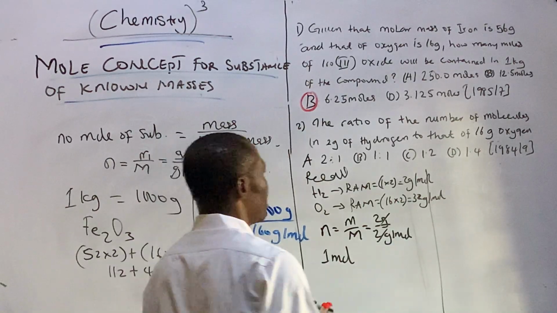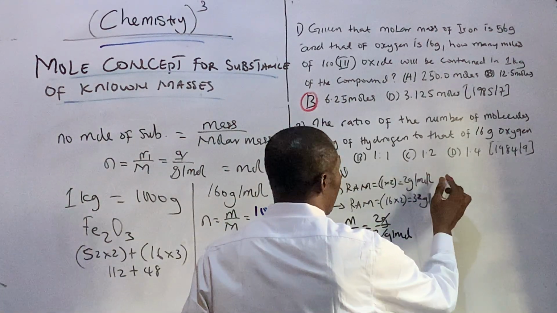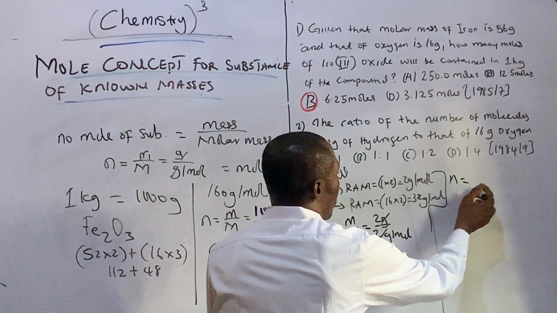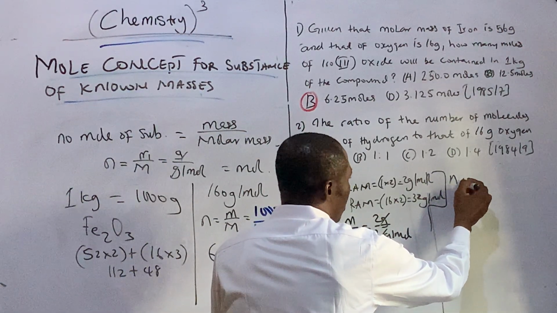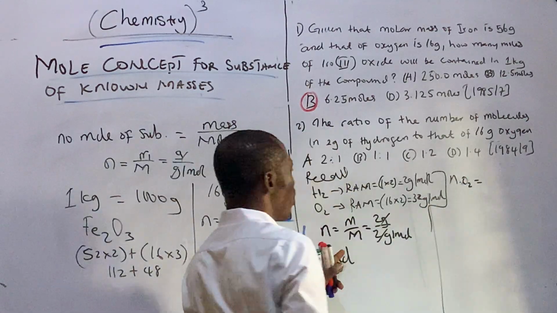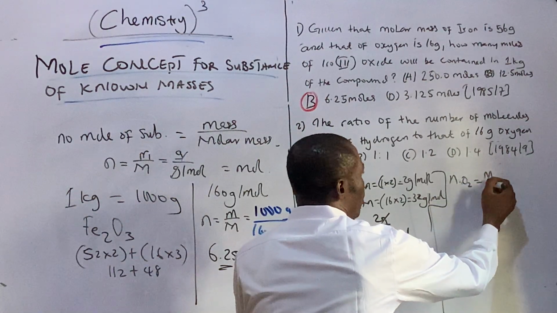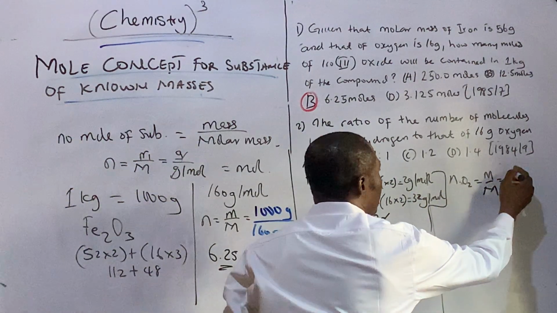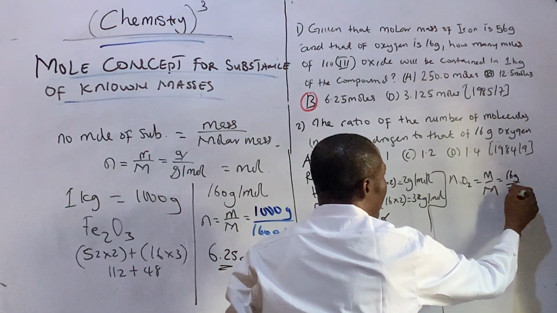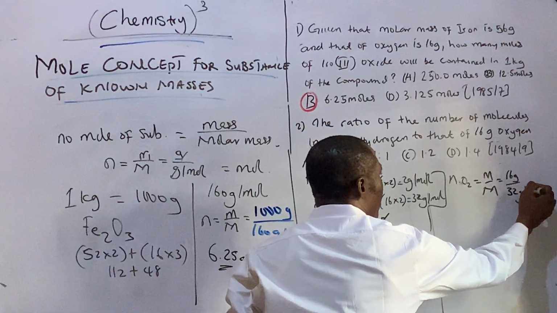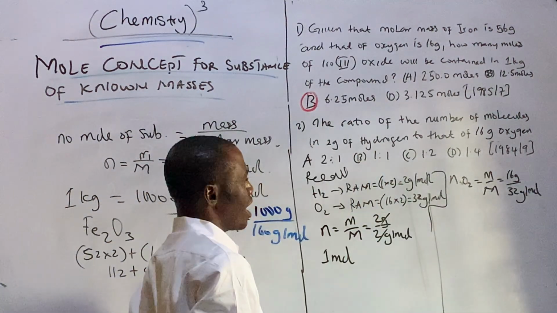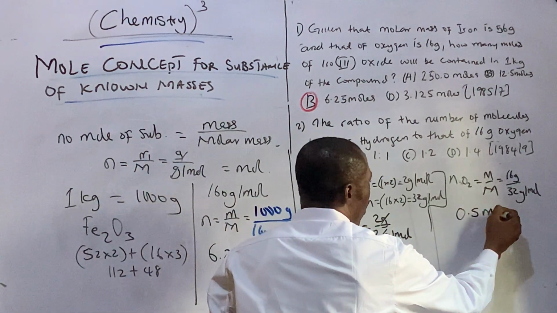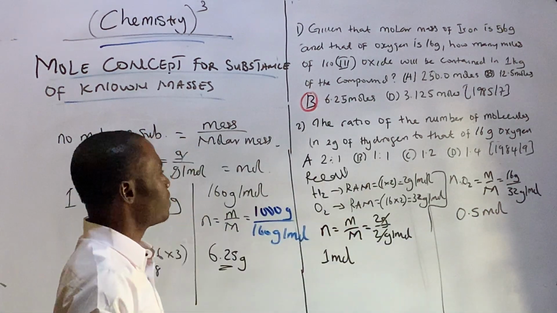Okay, let's find that of oxygen. Let's make a space over there. Number of mole for oxygen will be equal to the mass over the molar mass. What's the mass there? The mass of oxygen is 16 grams, all divided by 32 grams per mole. So if I do my maths, I should be having half, 0.5 mole of oxygen.